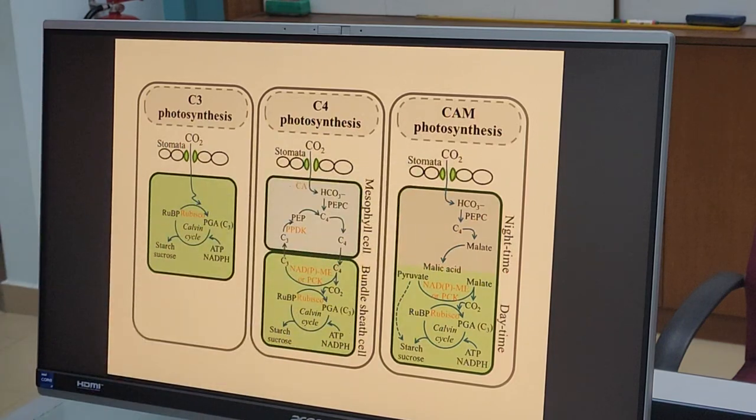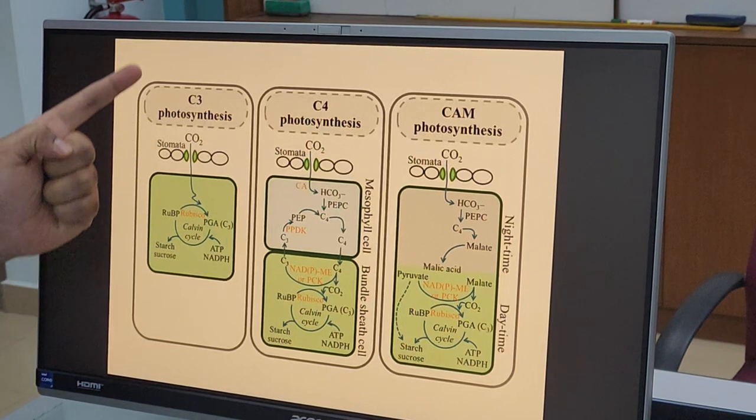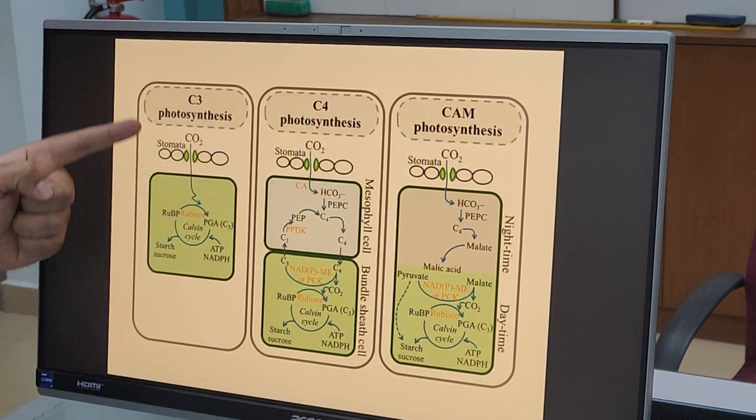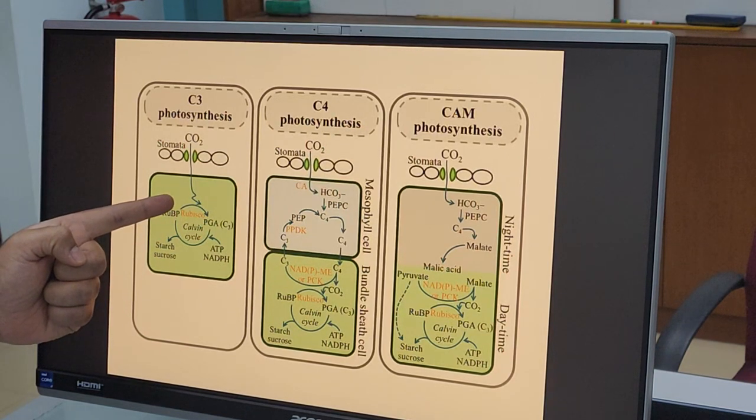Just now, you just learned facultative CAM, constitutive CAM, and so on. Right. Okay. Remember, C3, this is the regular way of doing it. Everything happens in one cell. However, it is highly subject to photorespiration, especially during hot times. Stomata are closing. Photorespiration is happening. Something wasteful is bound to happen.